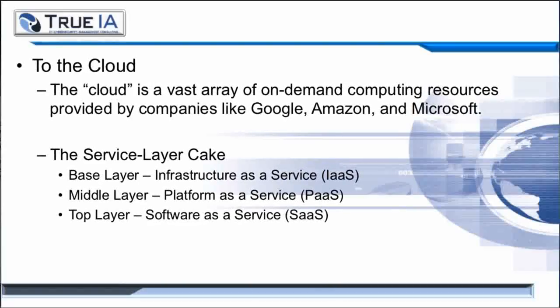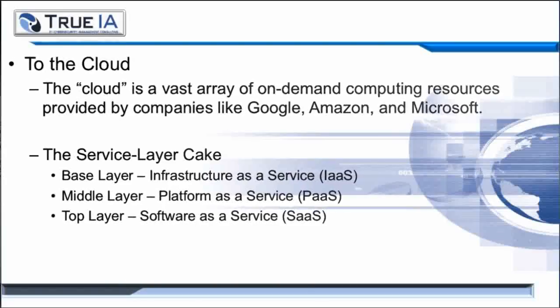And that brings us to the cloud. The cloud is really a vast array of on-demand computing resources. Google, Amazon, Microsoft all have cloud offerings. They have service layers of cloud. For instance, at the base layer, infrastructure as a service, at the middle layer, platform as a service, and at the top layer, software as a service.